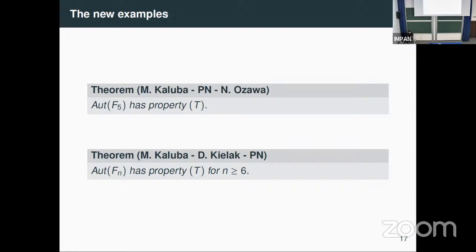The first one is with Marek Kaluba and Taka Ozawa: Aut(F5) has property T. So this was the starting point. And then with Marek and David Kielak, we proved that Aut(Fn) has property T for n greater or equal than 6.